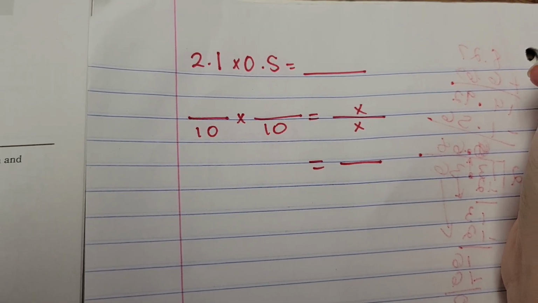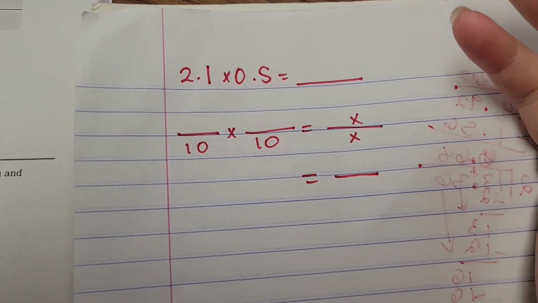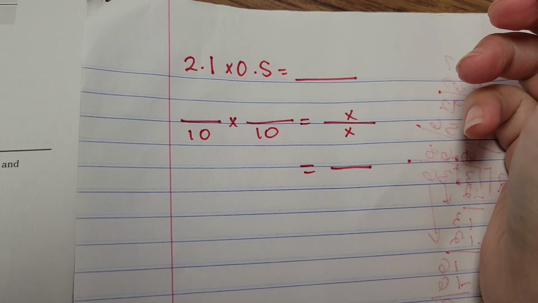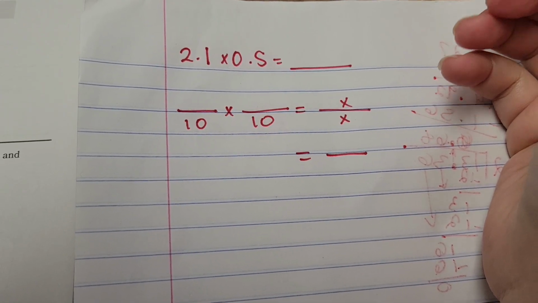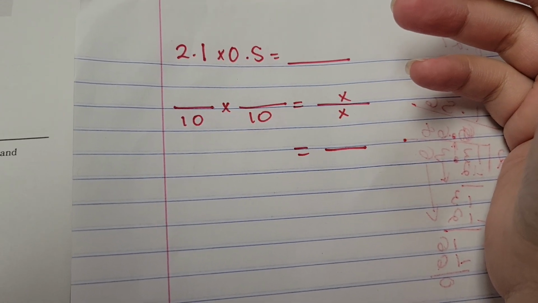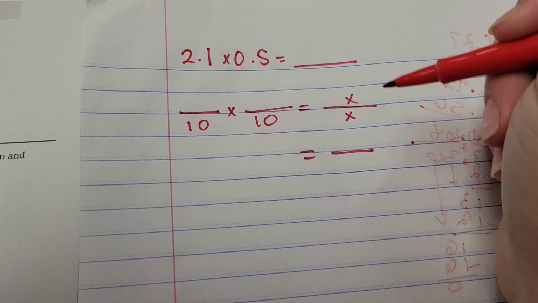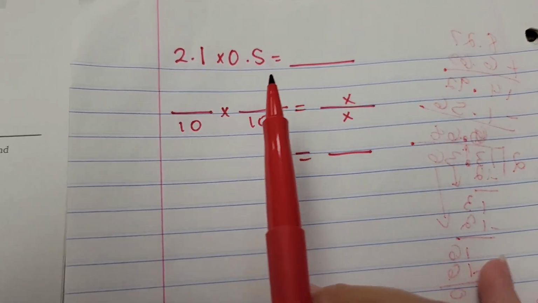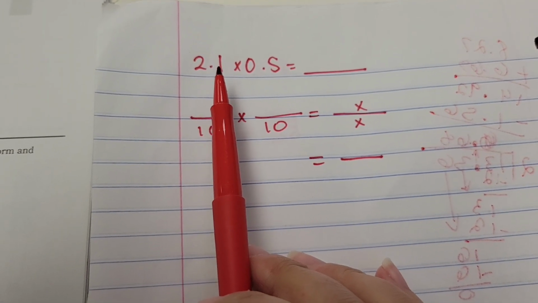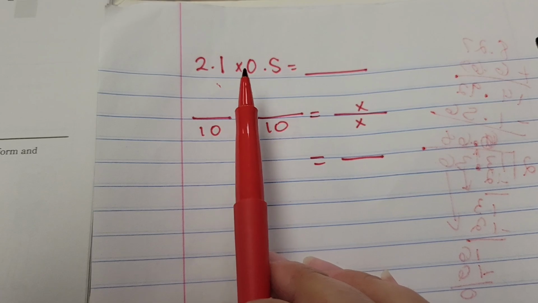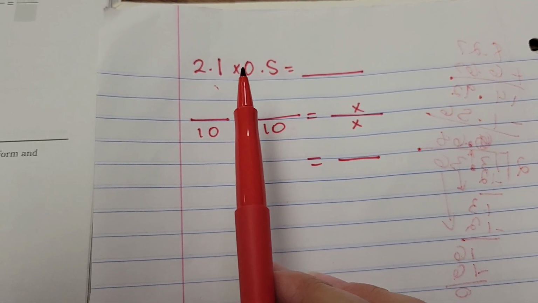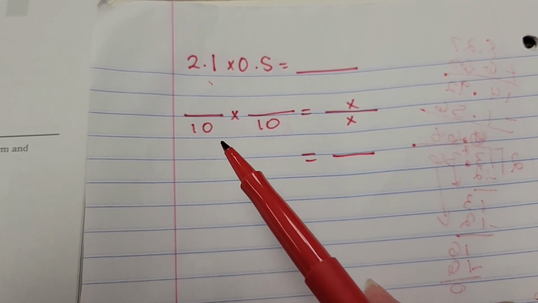So today in class, we were multiplying decimals, but in a fraction form. So our homework tonight is going to reflect that. This is a video to give you some examples of just kind of what to do. So first, they have it in decimal form, 2.1 times 0.5. So we're going to rewrite it in fraction form.